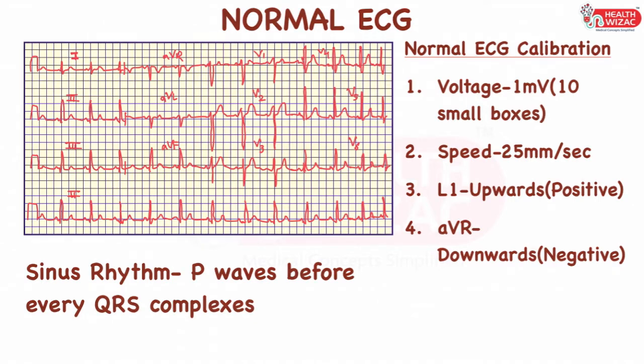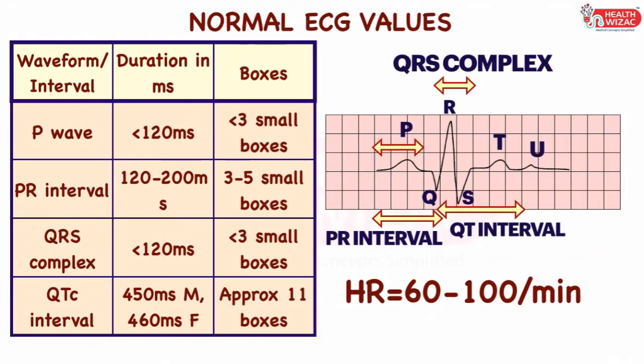Now let's have a look at some normal ECG values. P wave is usually less than 120 milliseconds or less than 3 small boxes. PR interval is usually between 120 to 200 milliseconds or 3 to 5 small boxes. QRS complex is less than 120 milliseconds or less than 3 small boxes, whereas QT interval is 450 milliseconds in males, whereas 460 milliseconds in females, that is approximately 11 boxes.